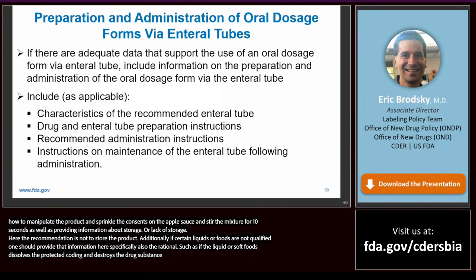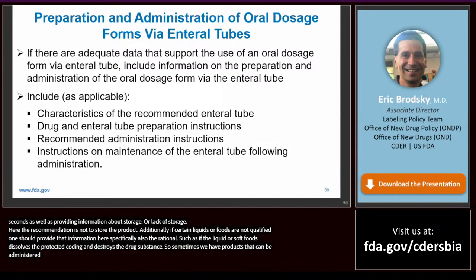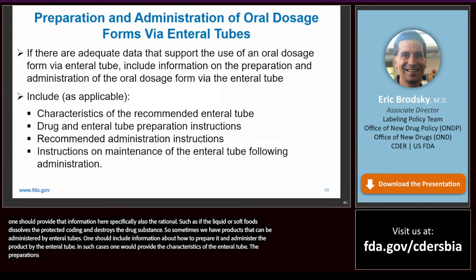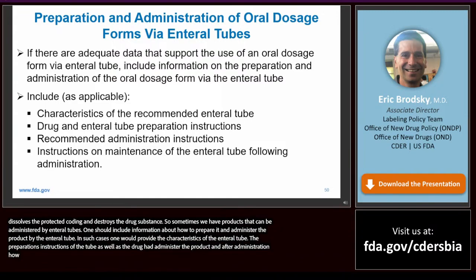So sometimes we have products that can be administered by enteral tubes. If we have adequate data to support the use of oral dosage forms, such as a capsule, granules, or oral suspensions, via enteral tubes, such as an NG tube, nasogastric tube, one should include information in the DNA section about how to prepare it and administer the product via the enteral tube. And in such cases, one would provide the characteristics of the enteral tube, the preparation instructions of the tube as well as the drug, how to administer the product, and after administration, how to maintain the enteral tube.